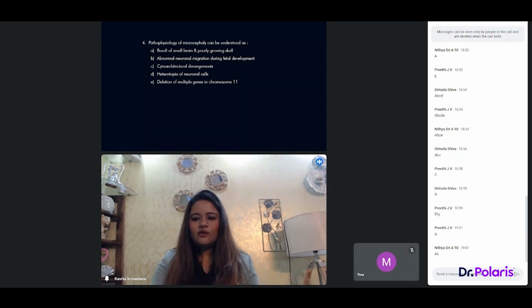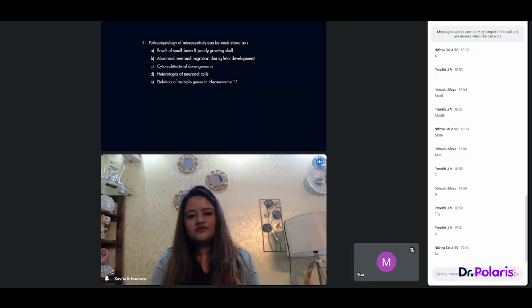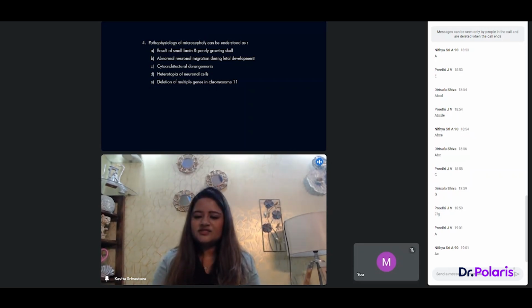Okay, option number A and C. So let us read it. So microcephaly, we all know it's small sized head. So the first option mentions that it is the result of small brain and poorly growing skull. Very correct. If the brain size is overall small and the skull is not growing out properly, it can result into microcephaly. Abnormal neuronal migration that happens during fetal development. So if all the brain cells do not migrate properly, if the gray matter and white matter is not formed properly, it can result into small sized head. So again, option number B is also right.